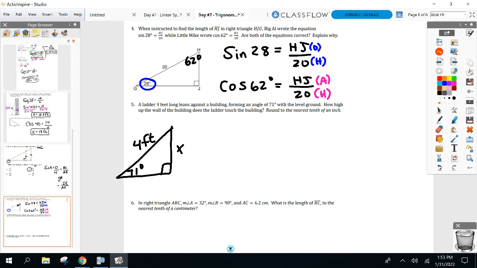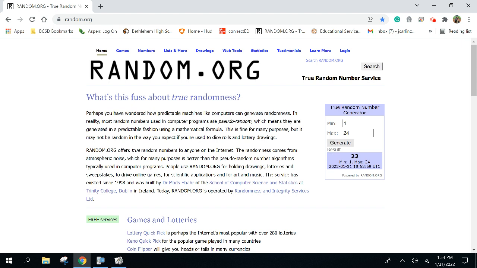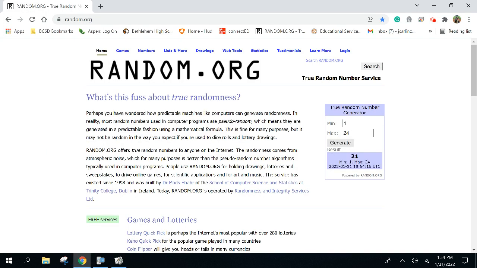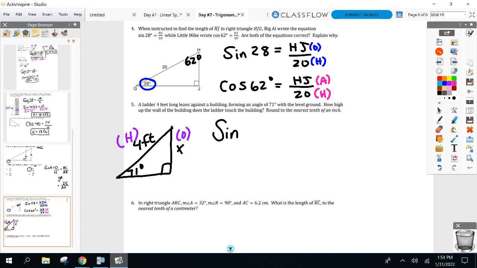And that's not even the stud part of this problem yet. All right, find out what ratio we need. I got hypotenuse 4, opposite x. What ratio do I need here? I got opposite and hypotenuse. Which ratio do I need? Sine ratio. Set it up for me. Sine of 71 equals x over 4.